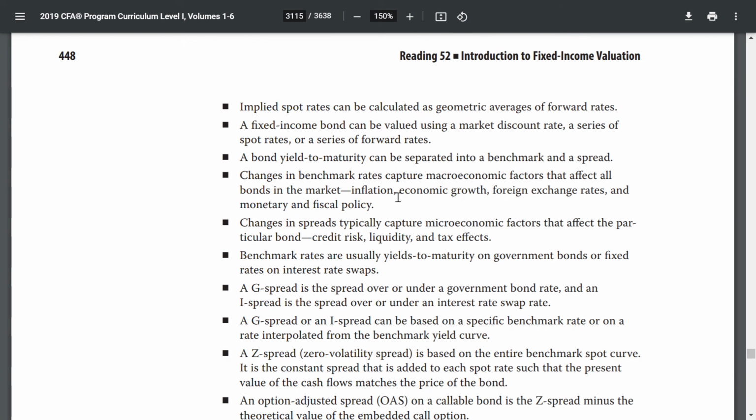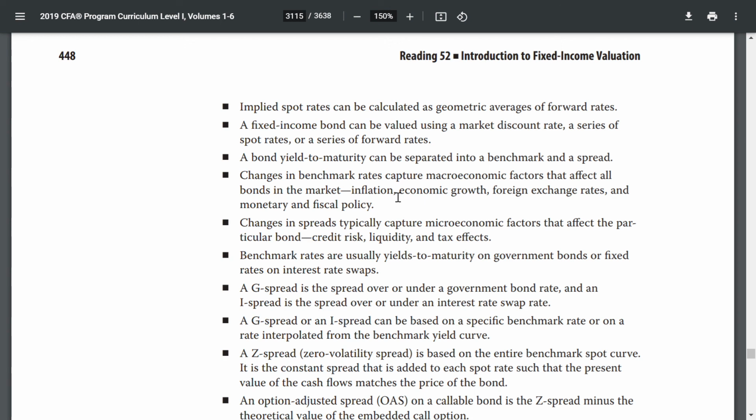A fixed income bond can be valued using a market discount rate, a series of spot rates, or a series of forward rates. A bond yield to maturity can be separated into a benchmark and a spread. Changes in benchmark rates capture macroeconomic factors that affect all bonds in the market: inflation, economic growth, foreign exchange rates, and monetary and fiscal policies. Changes in spread typically capture microeconomic factors specific to a particular bond, such as credit risk, liquidity, and tax effects.